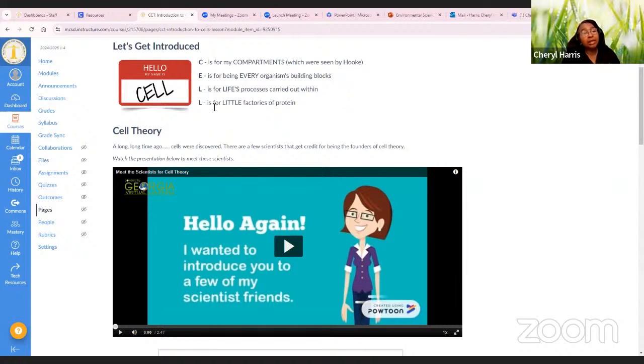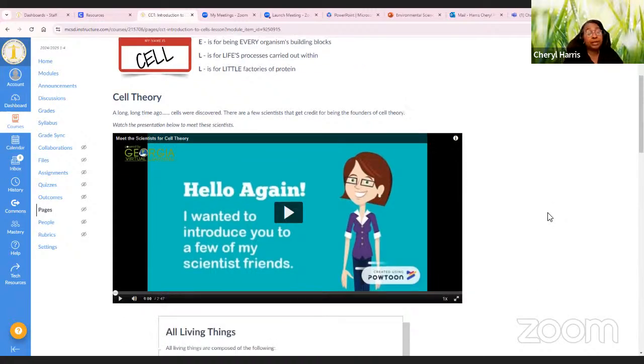And then the last L is for little factories for proteins. Most of the organelles in there, we call them little factories because they all have a job to make something for the cell. But we have little factories that make proteins, and proteins are important in building tissues so that we can have an organism. Okay, so that's just a little acronym for cell.